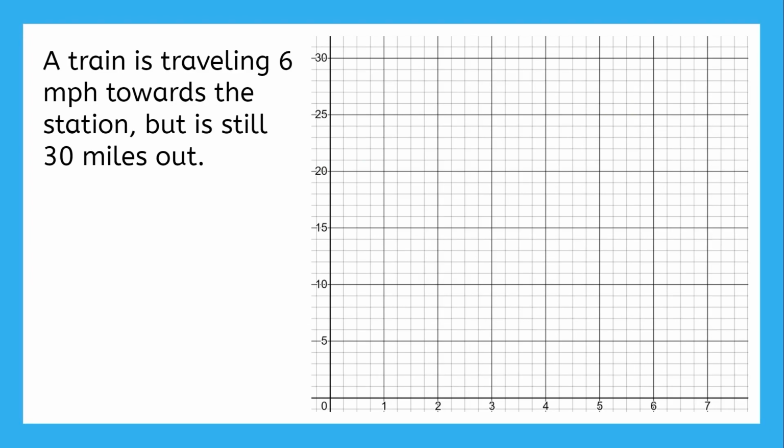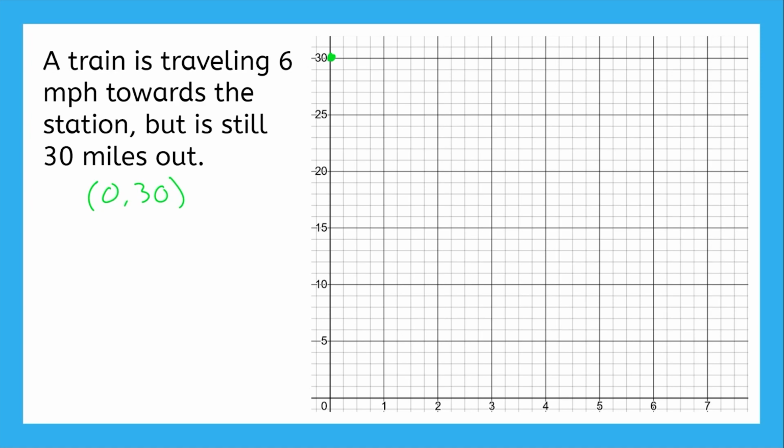Next one. A train is traveling 6 miles per hour towards the station, but is still 30 miles out. Let's do what we did on the last problem. First, what's the y-intercept? At the moment before any time passes, the train is 30 miles away. So the y-intercept is here at 0, 30. 6 miles per hour is obviously a rate, so that will be the slope.